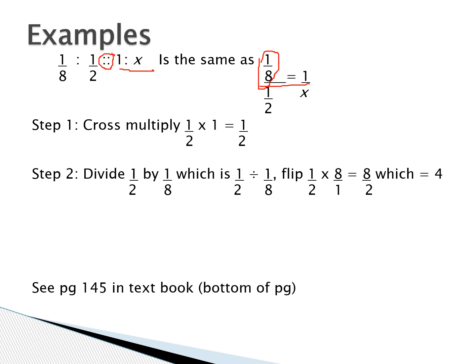Okay, so we're going to do the same story. We're going to go ahead and cross multiply. So we're going to take 1/2 times 1, which they did right here, equals 1/2. Then that number divided by the top. So 1/2, divide 1/2 by 1/8. It gets important here because you've got to know which one is first and which one is second, because that determines which one you're going to flip.